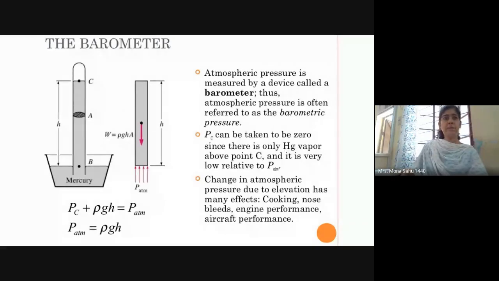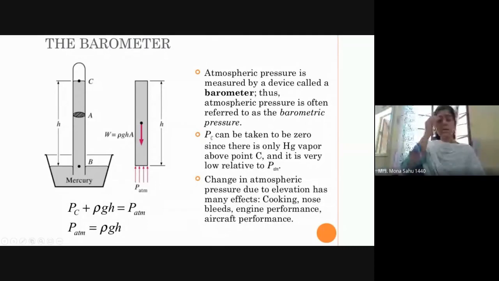Yeah, thank you. So barometer. Okay, now let's go ahead with what is a barometer. Now you see mercury in a vessel. Generally atmospheric pressure is measured by a device called a mercury barometer.